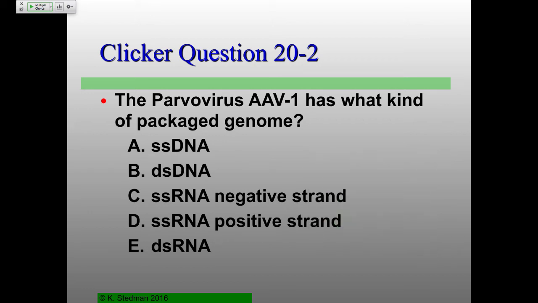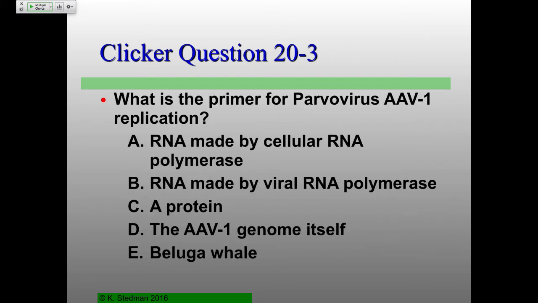So, yeah, exactly. So hopefully George talked about this one as well. What's the primer for parvovirus replication? RNA made by cellular RNA polymerase, by viral RNA polymerase, a protein, the AAV1 genome itself, or a beluga whale?